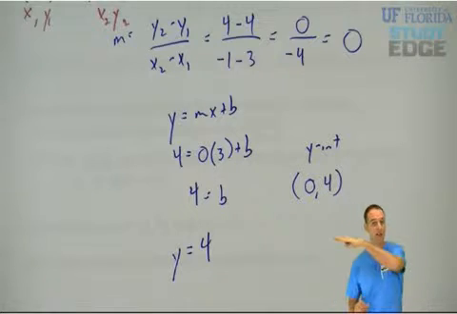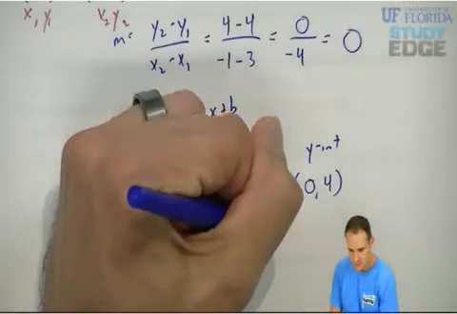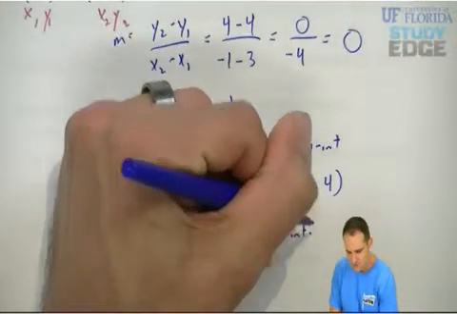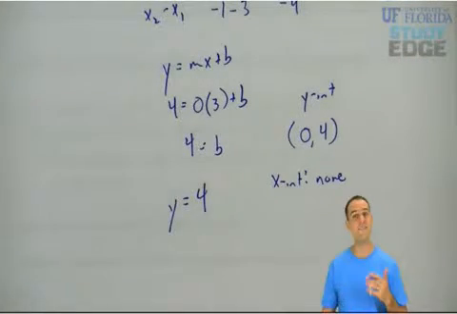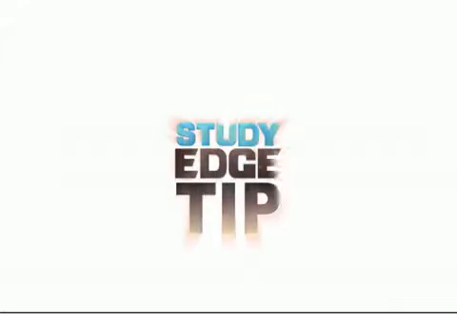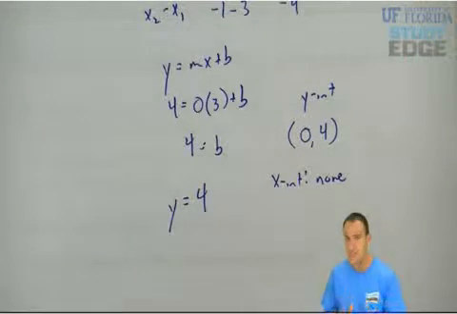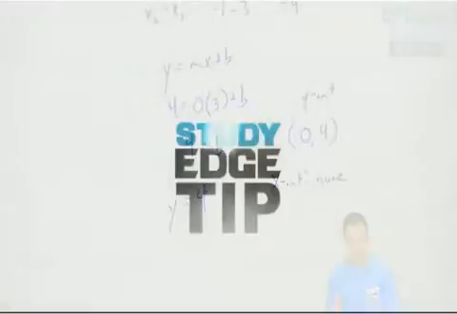But if you have a horizontal line at y equals 4, what's the catch? The x-intercept would be none. Not every line is going to have an x-intercept and a y-intercept. Wait, did you catch that? Not every line is going to have an x-intercept and a y-intercept.